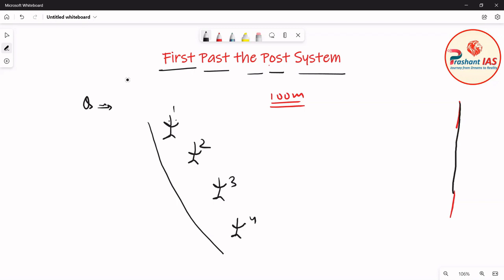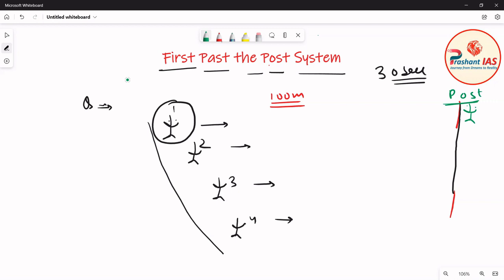Now what happens in a race? Let us suppose all of these racers started running in this direction. Now let's suppose that after 30 seconds, the first contestant crossed the post. So this is the post. The first contestant crossed the post after 30 seconds. But after 30 seconds, this was the position of contestant number 2. Means he was just about to touch the post, but he failed by a few milliseconds. This was the position of contestant number 3, and this was the position of contestant number 4.